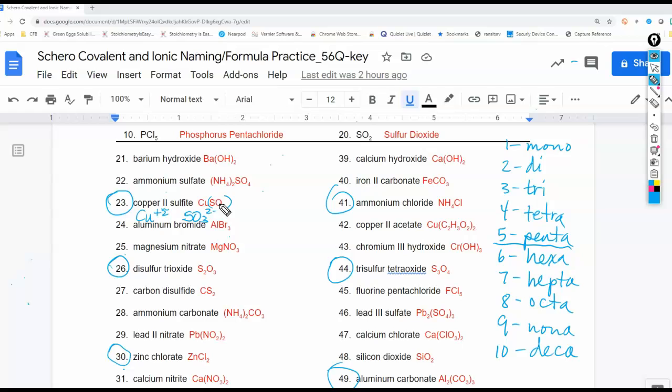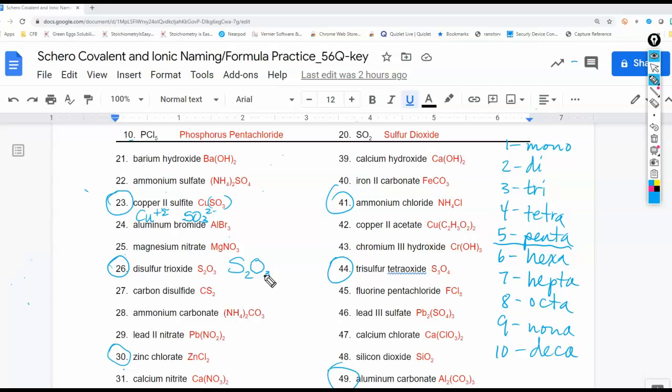Number 26, disulfur trioxide. This is as easy as it sounds. That simply means I'm going to write sulfur. Di tells me 2, so my subscript will be a 2. And trioxide tells me I have 3 oxygens. Simple, easy, just like that. All right, so let's go to number 30.